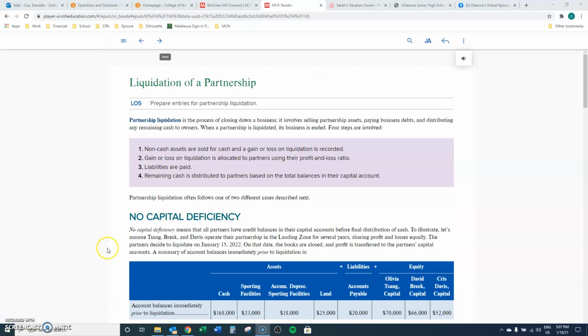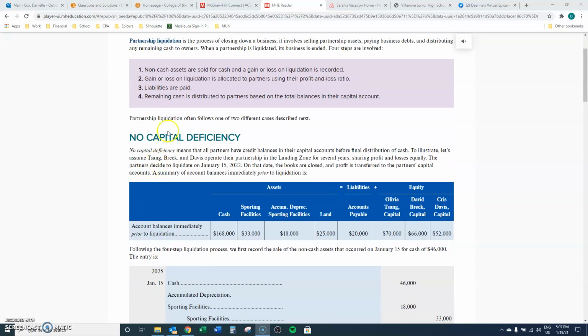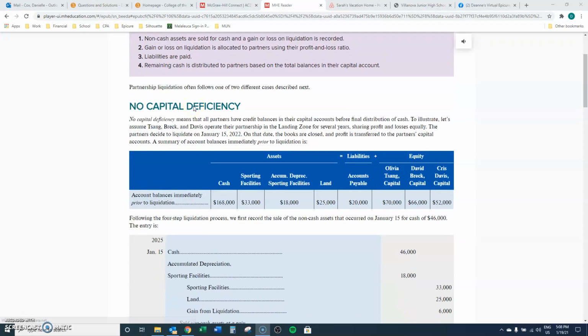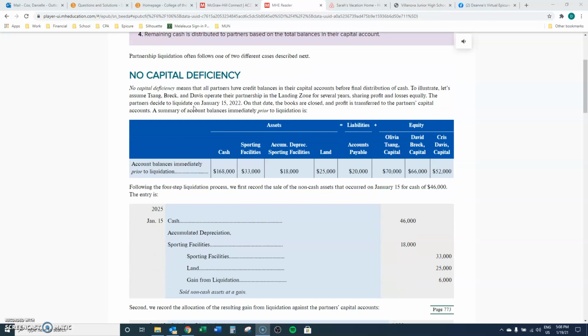All right, so what happens when they want to liquidate a partnership? We want to end it. There are four steps. Non-cash assets are sold, and then there's either a gain or loss. The gain or loss is allocated to the partners. All liabilities are paid, and then any remaining cash is distributed to the partners. There are two scenarios. The first one is there's no capital deficiency. That means all partners have credit balances in their capital accounts before the final distribution takes place.